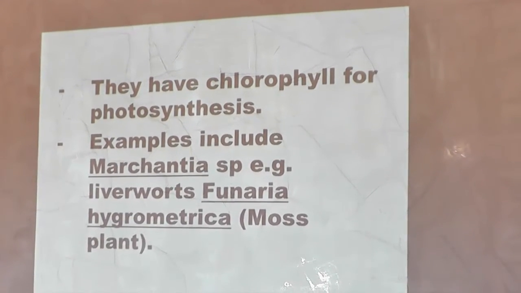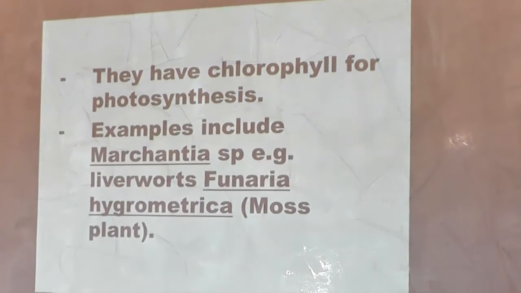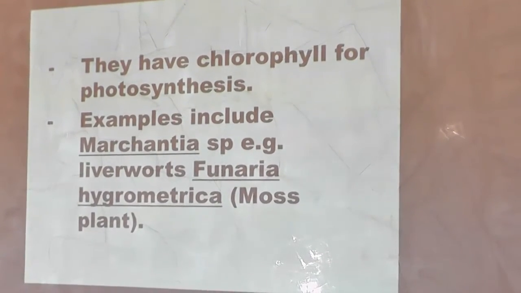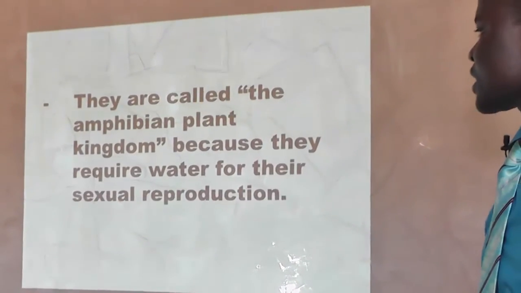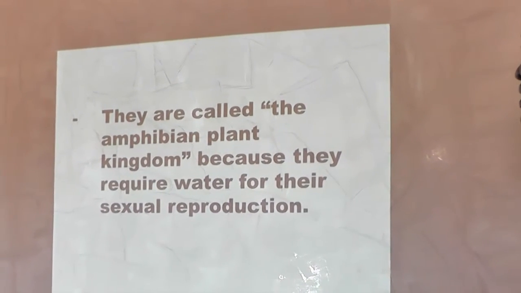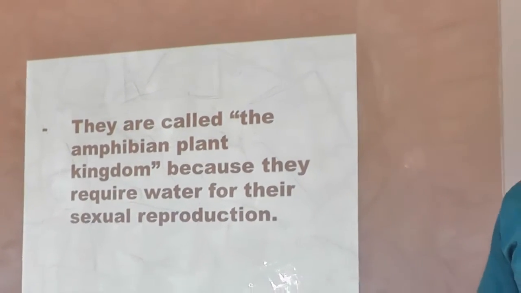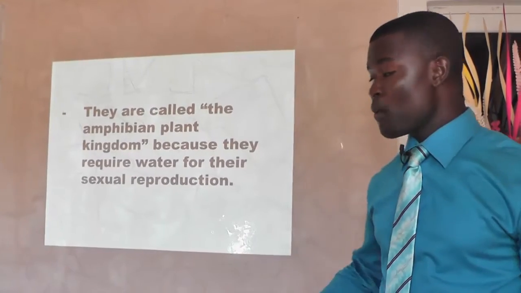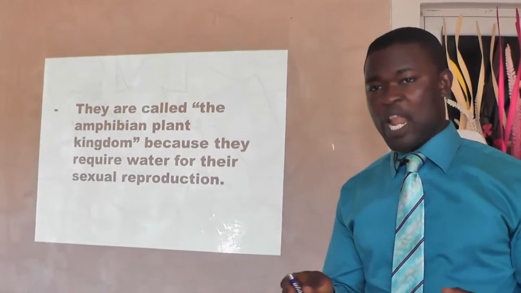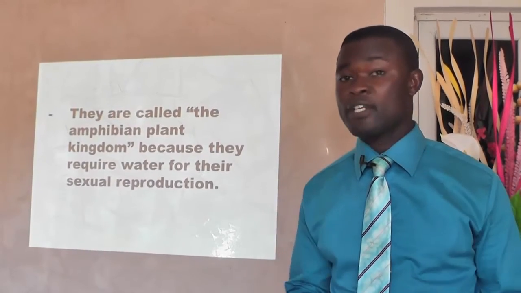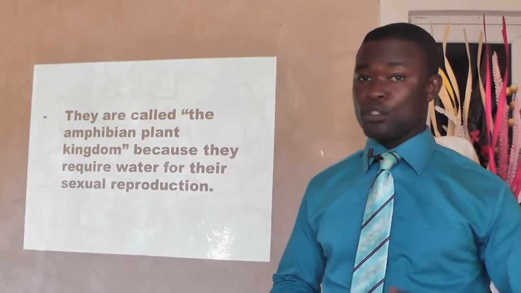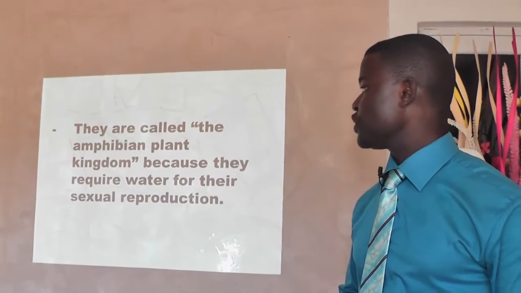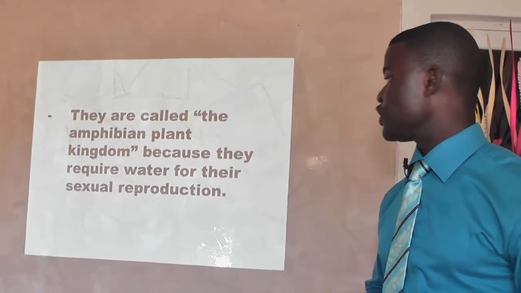Some of the examples are the ones we have mentioned before, the Marchantia species, the one we call liverworts. We have the Funaria hygrometrica, that is the moss plant. These organisms are even referred to as the amphibian plant kingdom. You know, amphibians actually carry out their reproduction in an aquatic environment. So when we have a group of plants that need water or carry out their reproduction in an aquatic environment, you call it the aquatic plant kingdom, or the amphibian plant kingdom actually.